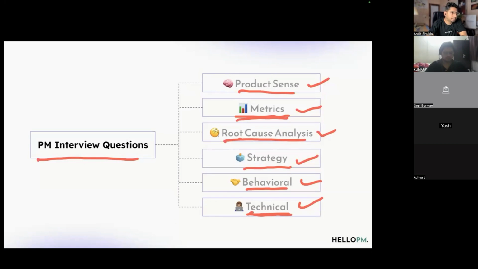People, tell me in the chat if you have faced these questions, which is the most common question that you have faced in your interviews. I'm sure there are some people who have given some interviews. Tell me in the chat what are the most common questions that you have faced in the interviews. Metrics, product sense. What's your favorite product? RCA, strategy, product sense, behavioral, product sense, strategy.